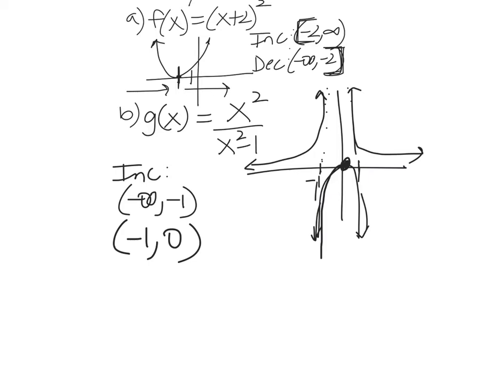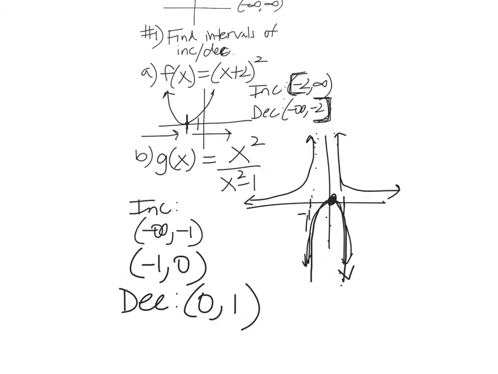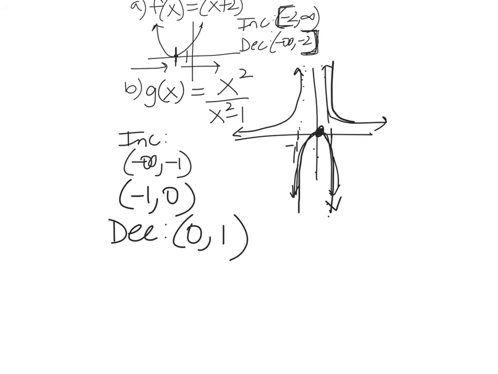All right, and then where is this graph decreasing? From here, it's decreasing. All my y's are going down, down, down, and down. So 0 to 1. And then it's still decreasing from 1 out to infinity. Okay, so those are your intervals of increasing and decreasing.